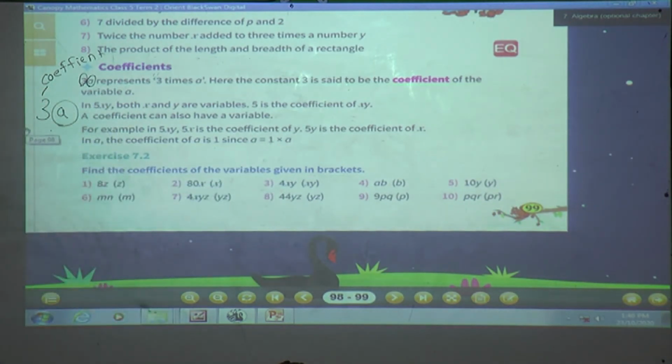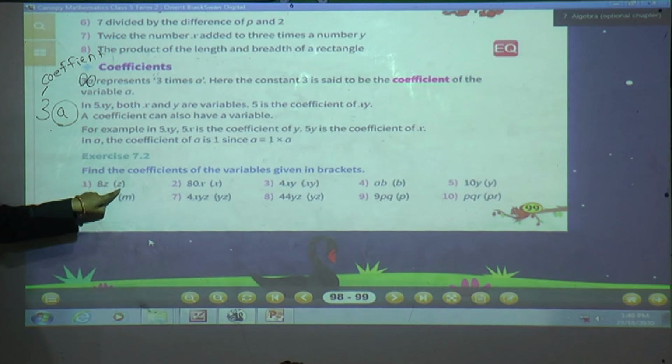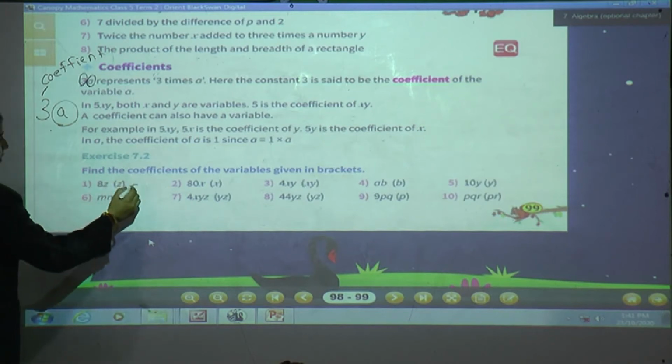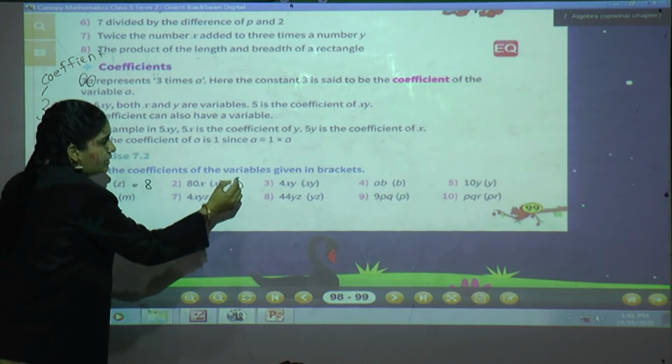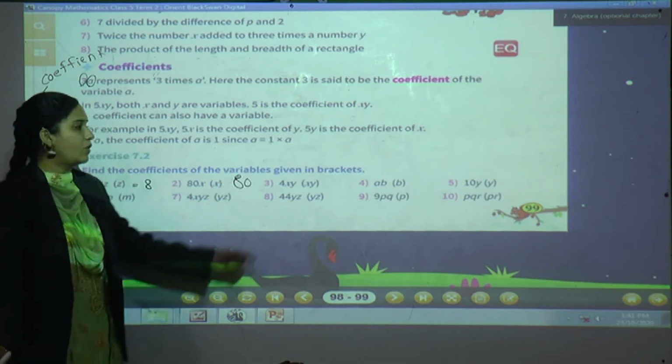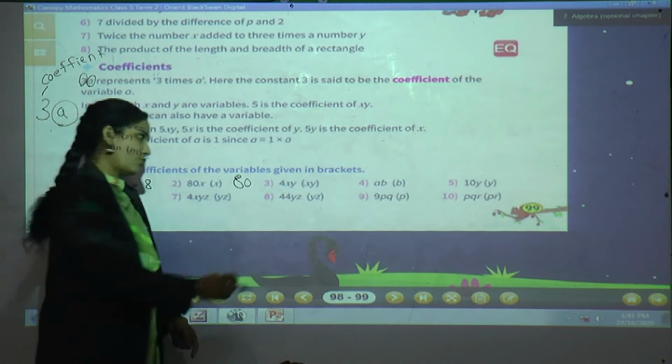Now see here, exercise 7.2. Find the coefficients of the variables given in brackets. Here 8z. Find the coefficient of the variable given in the bracket. The variable is z, so the coefficient is 8. Again the variable x, 80. Very good. Now the variable xy, 4.